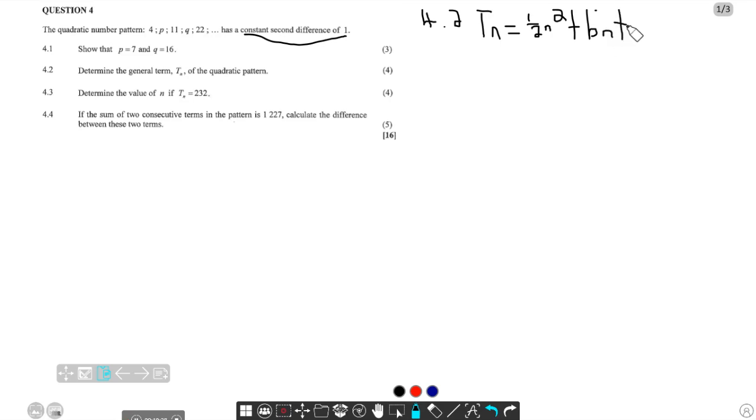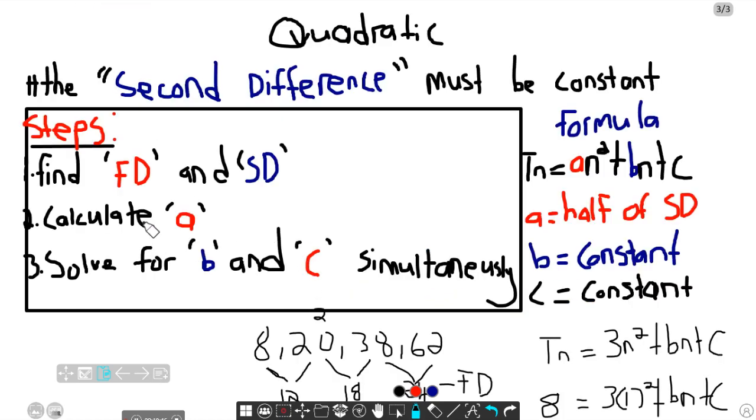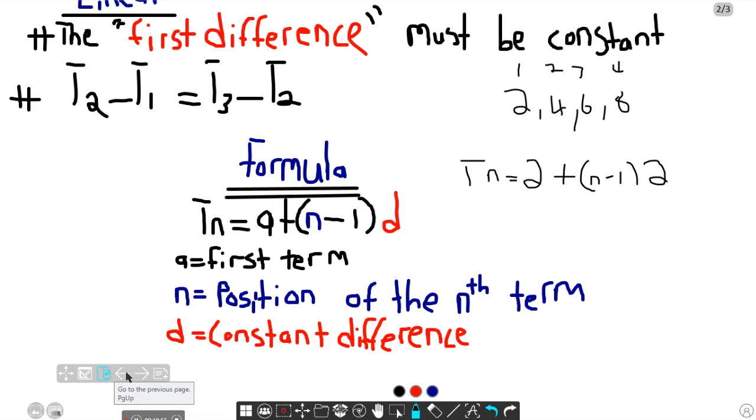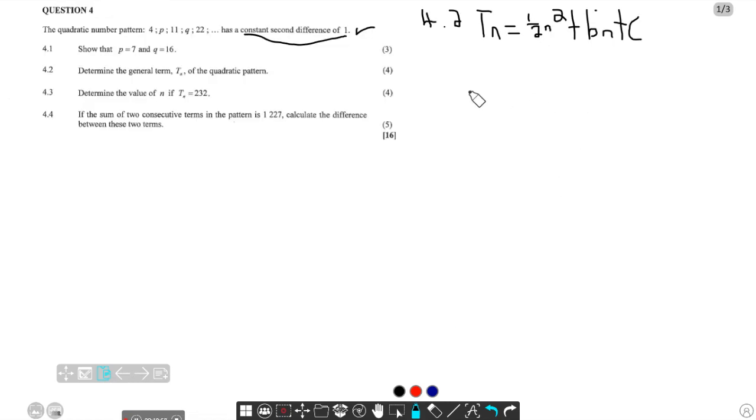We found our first difference, we found our second difference, which was equal to 1, because they already told us here. And now we need to solve for B and C simultaneously. We calculated A. It is half of the second difference. So now, here's what we need to do. We're going to pick two terms. We're going to pick 4 and 7.